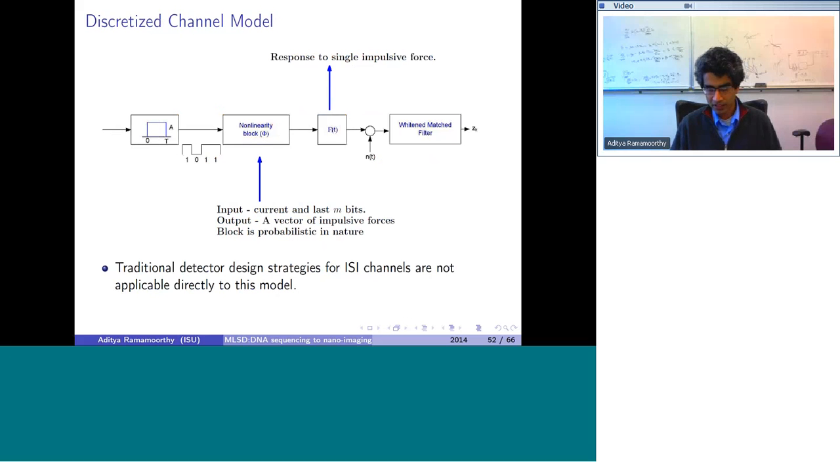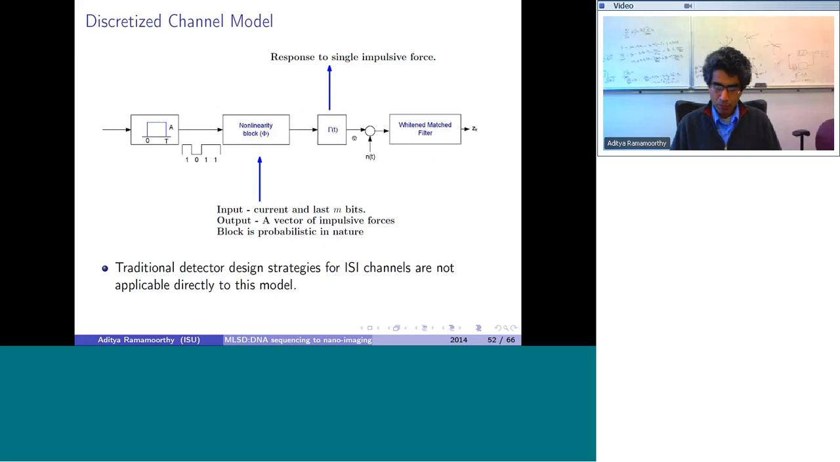LTI system. This gamma t is the response to a single impulsive force. It is then corrupted by noise. So what we observe is actually this particular signal, and what we want to infer is the bit sequence. Because you have this additional nonlinearity block here, the traditional detector design strategies actually do not work for this problem.